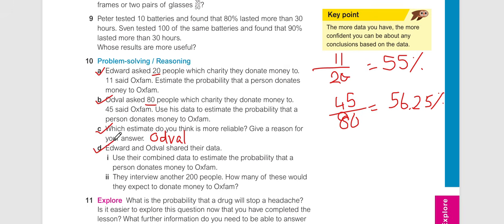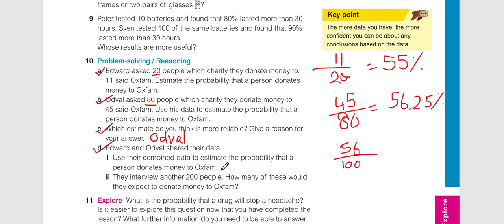Alright, so next one. Edward and Odwell shared their data. Use their combined data to estimate the probability that a person donates money to Oxfam. Right, so altogether, how many people in total? 20 plus 80, it's going to be 100. Out of 100, how many people have said they will donate to Oxfam? 45 plus 11, 56, right? So it's going to be 56.